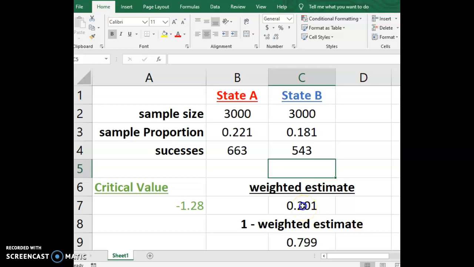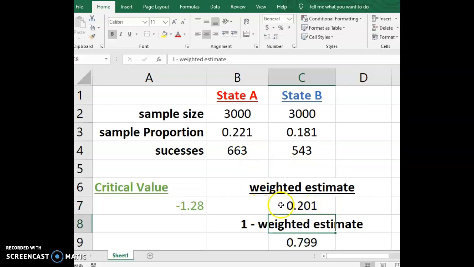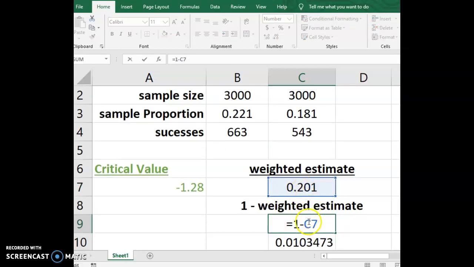So P bar, which we need to use in our calculation of our test statistic, is basically a weighted estimate, like we're combining these two samples together and finding the proportion of smokers from all these people combined. So the total number of people would be 6,000, those two numbers added together, and the smokers from each of the individual samples, add those together, and then you can get the proportion from those two samples combined. 1 minus that value is Q bar. We have to use that in our calculation.